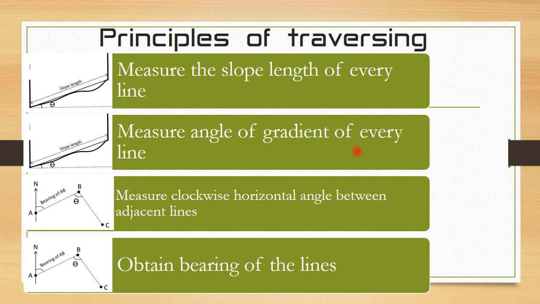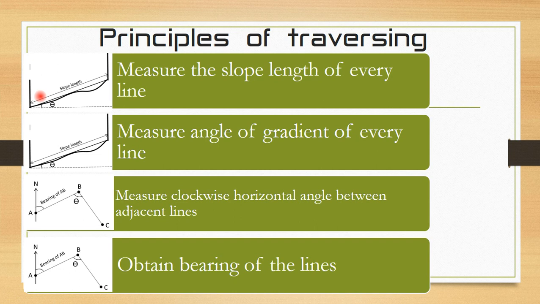Principles of traversing. Normally when you are conducting traversing, these steps are followed for any traversing exercise. The first step, you measure the slope length of every line. In this case, normally the ground where you are measuring the points, or the distance between the stations, will hardly be a level line. So we assume it's a slope distance that you are measuring. If you are measuring on the ground, then we take it to be the slope length.